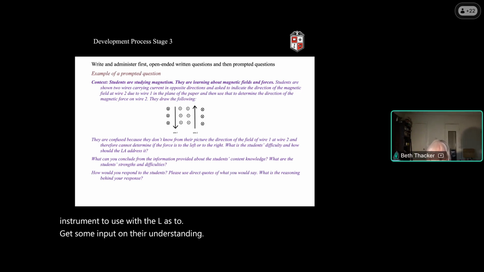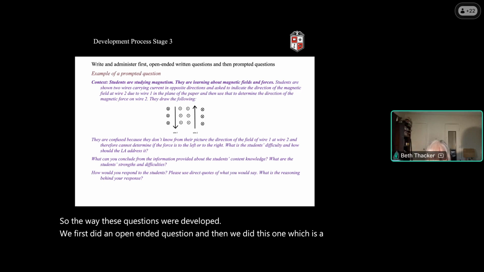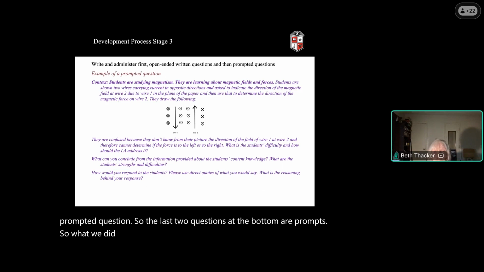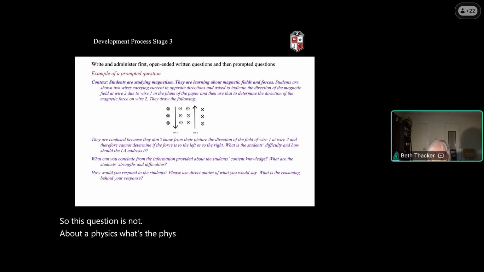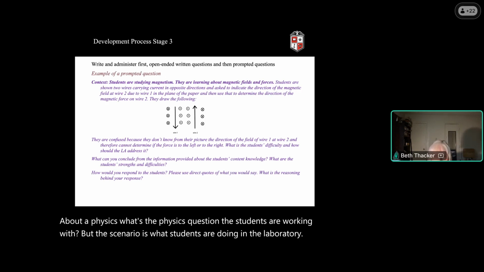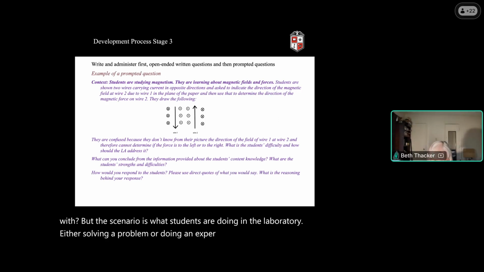So the way these questions were developed, we first did an open-ended question, and then we did this one, which is a prompted question. So the last two questions at the bottom are prompts. So what we did was we wrote questions that gave a classroom scenario. This question is not about a physics question. What's the physics question the students are working with, but the scenario is what students are doing in the laboratory, either solving a problem or doing an experiment. In this case, it looks like they are solving a problem.